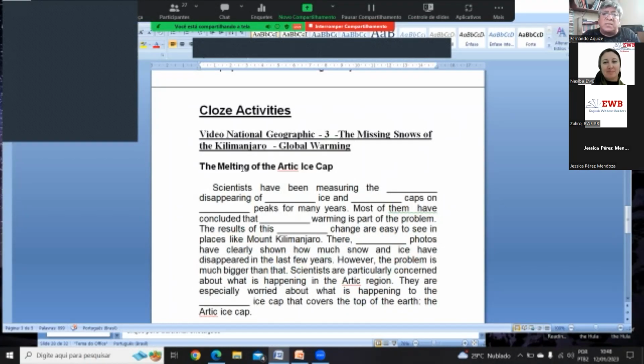So we have this type of cloze where you can fill in the blanks with any words that students can discuss together, right? They try to do the activity together.